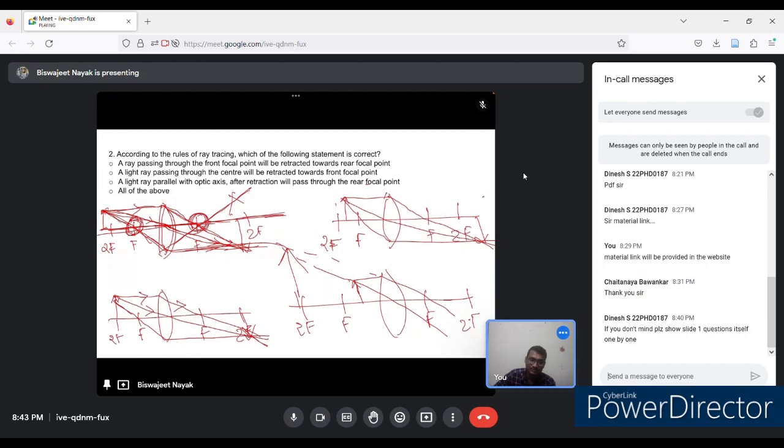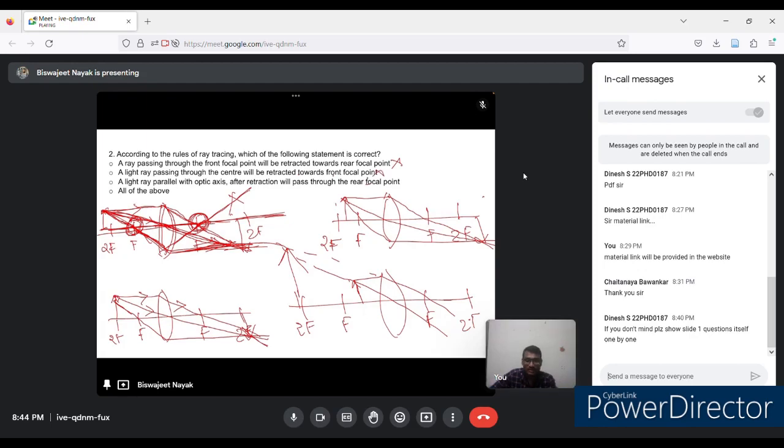It's not possible, because when it passes through the front focal point, it should go parallel. So this is incorrect. The second one: the light ray passing through the center will be refracted towards the front focal point. But when it passes through the center, it should go undeviated. So it is telling it will pass through the front focal point. That is not possible, right? It should go undeviated. Therefore it is wrong.